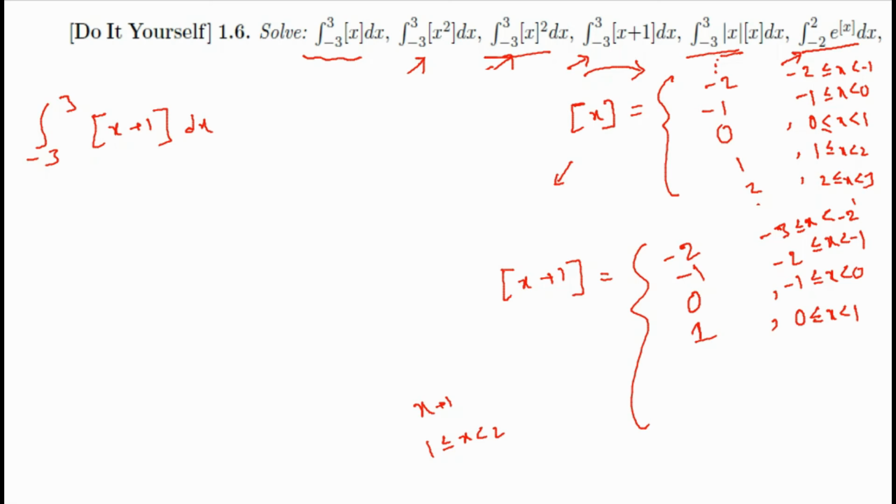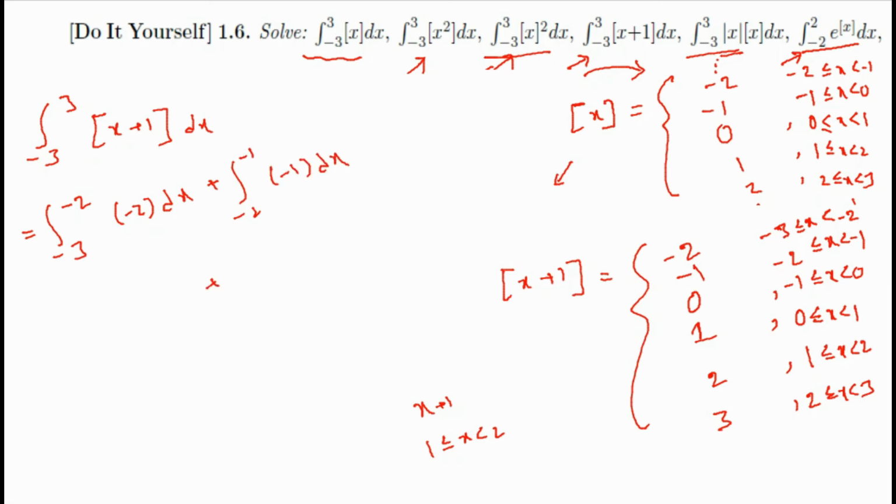And similarly for the positive side, if we take 1 less than equal to x less than 2, then this is 2, and 2 less than equal to x less than 3, then this is 3. Now we can easily solve that integration. So minus 3 to minus 2, minus 2 dx, plus minus 2 to minus 1, minus 1 dx, and so on. So we can easily solve that one also.